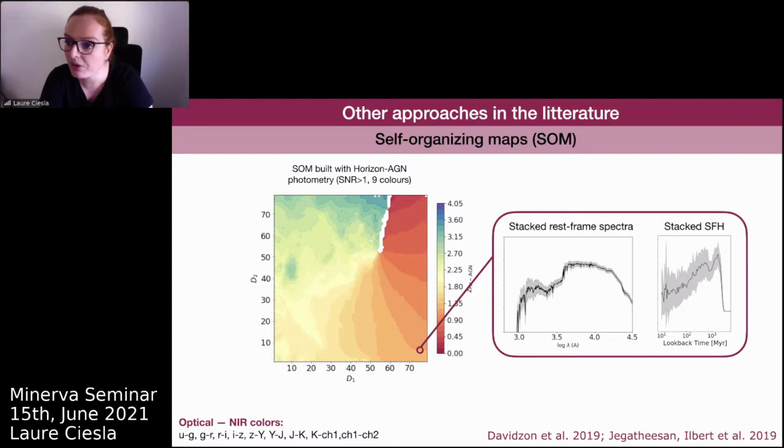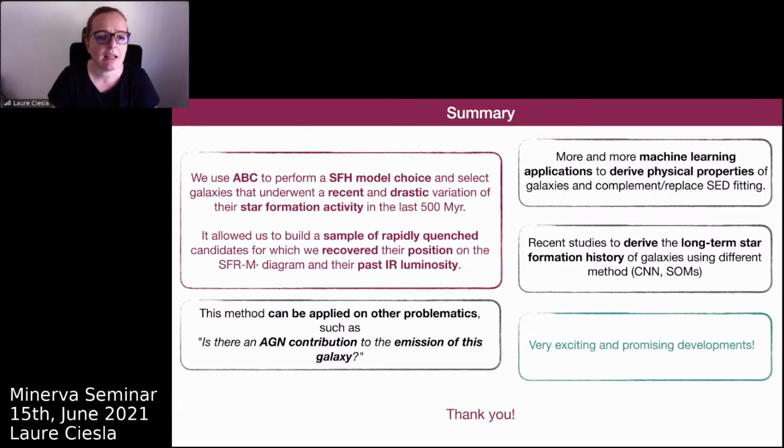method to recover the full star formation history of your galaxy, and try to see from one map galaxies that share the same properties and recover the history. So this is my summary. I wanted to present how we used ABC to perform SFH model choice, aiming to recover the recent movement of the galaxies, the recent evolution, and understand their evolutionary path.